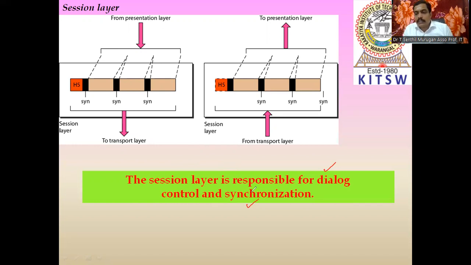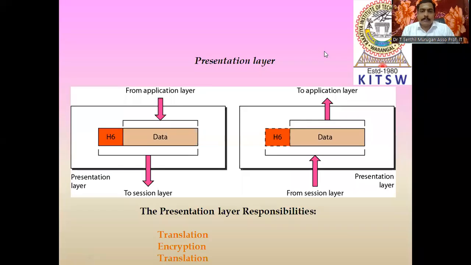And what is synchronization? Synchronization means it has some checkpoints. If I send 2000 packets, then at every 200 packets it checks whether the data reached properly or not. At this point, it is checked whether the same data reached here or not. That is synchronization. So the session layer is responsible for dialogue control and synchronization. Don't forget it.